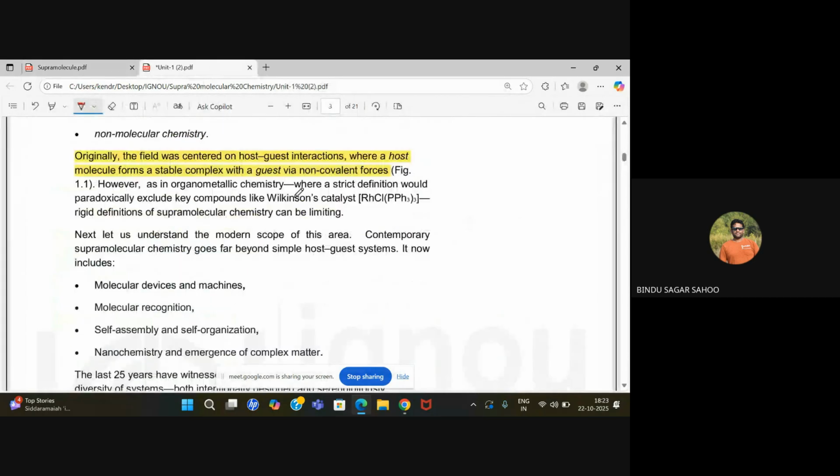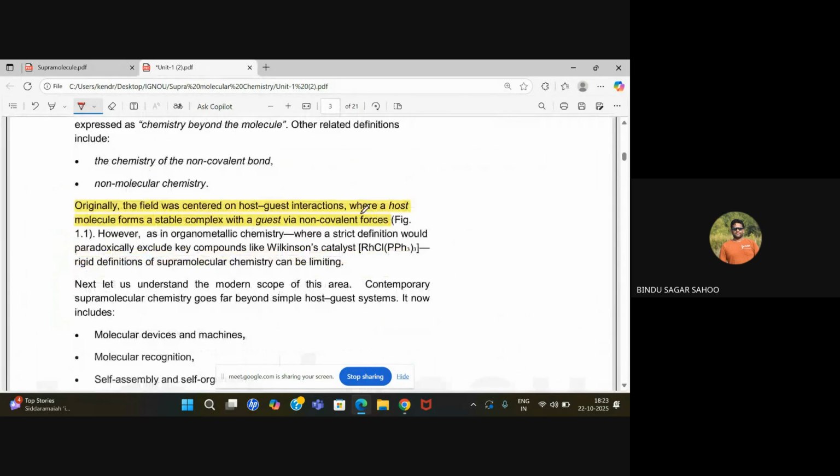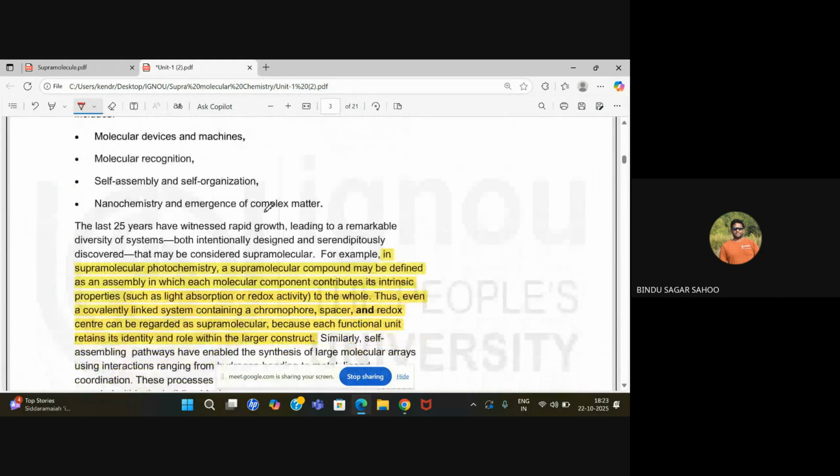Sometimes supramolecular chemistry is also described as guest-host interactions. By doing the guest-host interaction, they form a stable complex via non-covalent forces. Other names for supramolecular chemistry include molecular devices and machines. It is useful for molecular recognition, in nanochemistry, and in the emergence of complexes of matter.